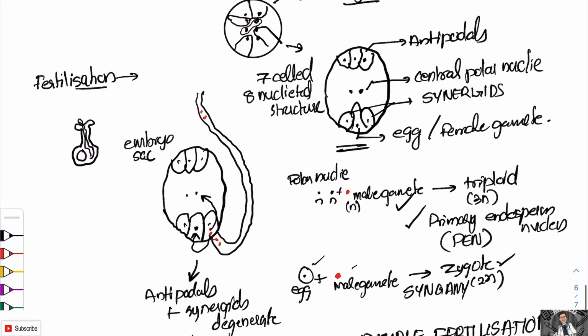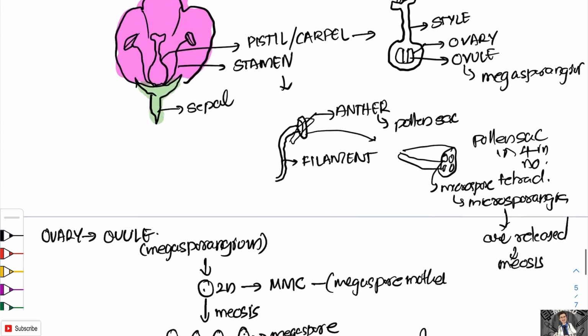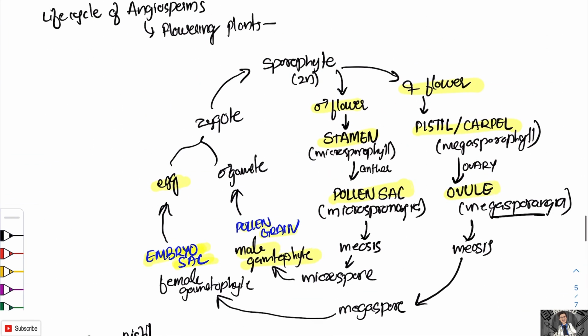So that completes the life cycle of angiosperms, and here we conclude the chapter Plant Kingdom.